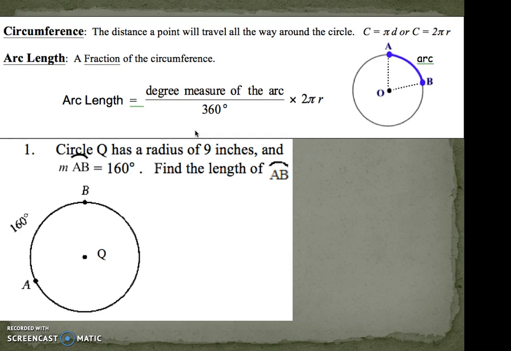The next two sections here are definitely going to be a review. So talking about circumference, which is the distance around the outside of a circle, and then area, which is the area inside of a circle. So along with circumference comes arc length, which is looking at a fraction of the circumference. So just a part of it, not going the whole way around. So arc length, as we've talked about already, is the measure of the arc over 360 times 2 pi r.